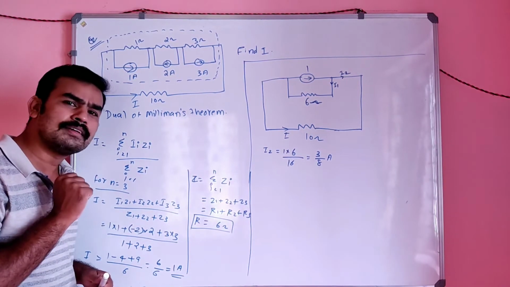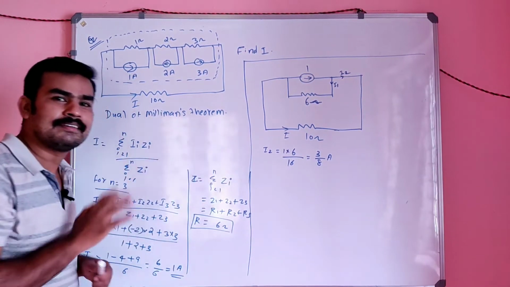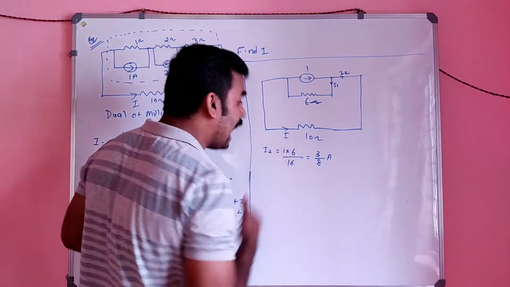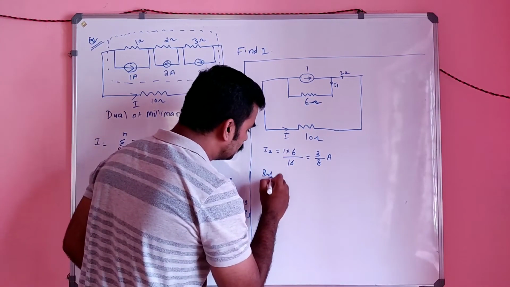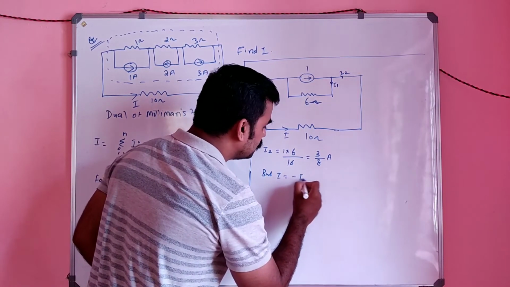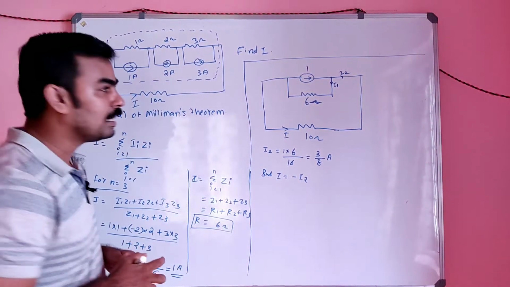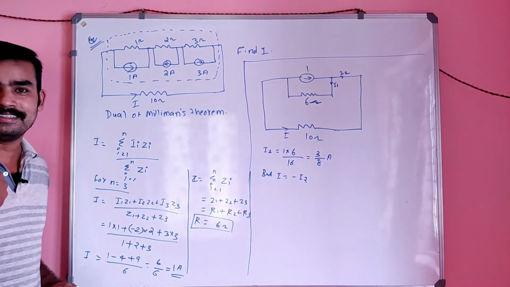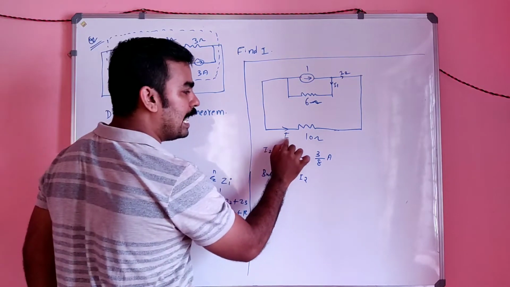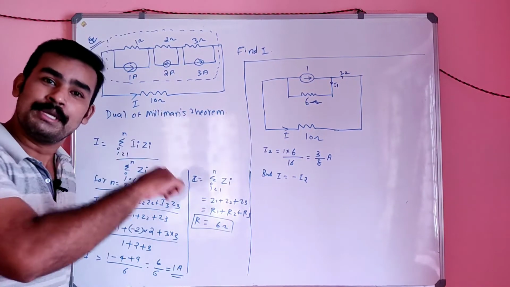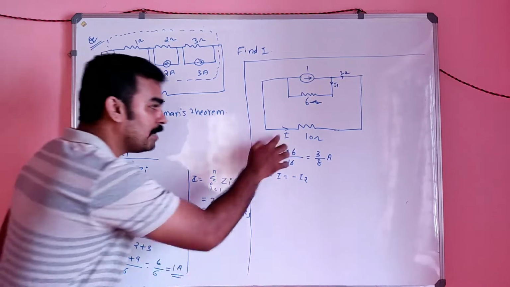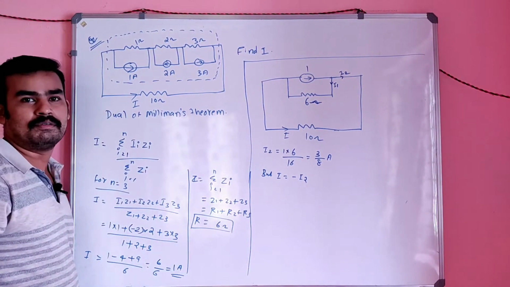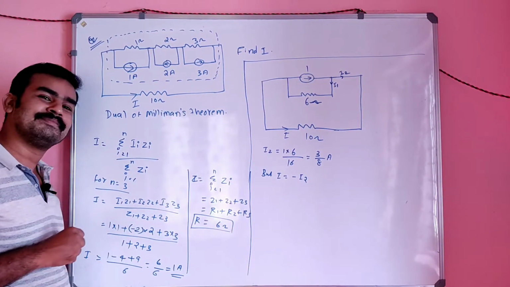So the answer is over. Is this the answer? No. Because the current I will be equal to minus I2. Is it clear? Because this I2 is in this direction. That is not what we want to find. We want to find that I with the direction which is given in the question. That same I we have to find. Carefully do the question.